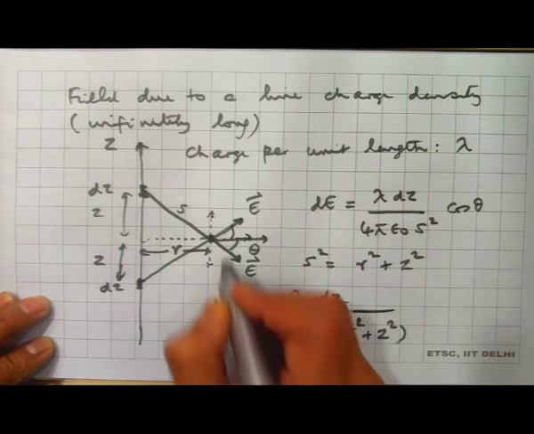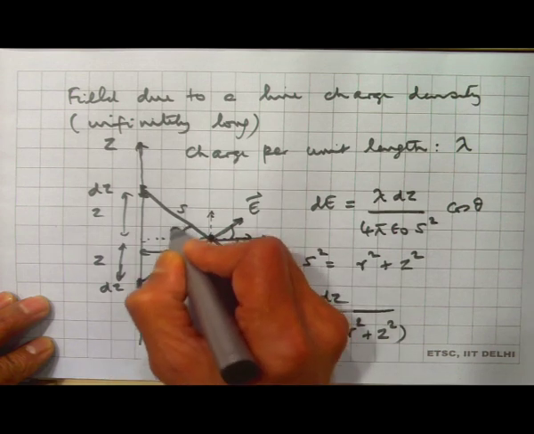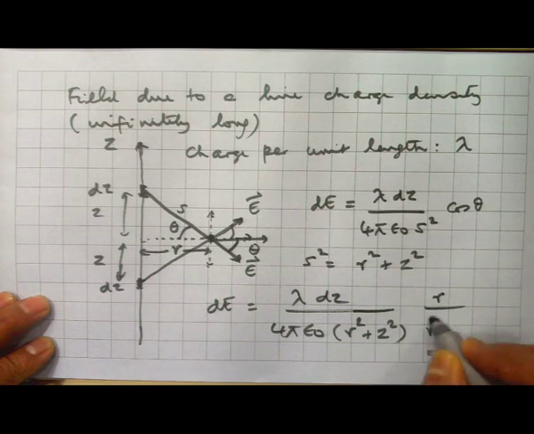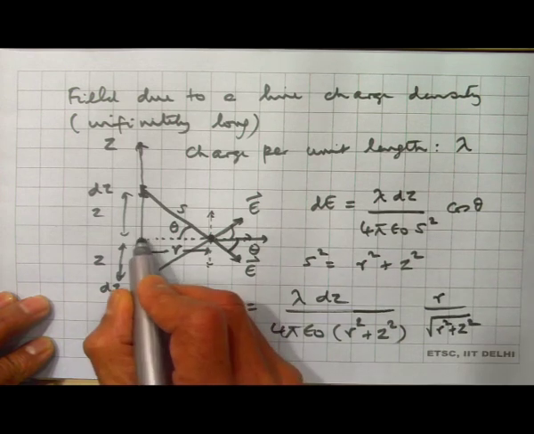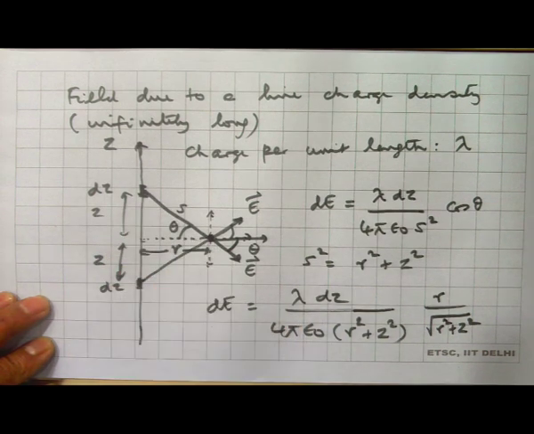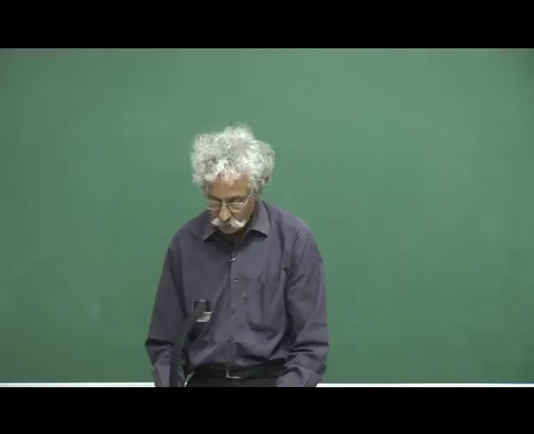Now cos theta, let me calculate, this is theta, this is this theta. So cos theta is nothing but r by square root of r square plus z square, which is this distance, and that is cos theta. So this is lambda dz by 4 pi epsilon 0 s square, which is r square plus z square, into cos theta. So this is the horizontal component, and as I mentioned, I do not worry about the vertical component.